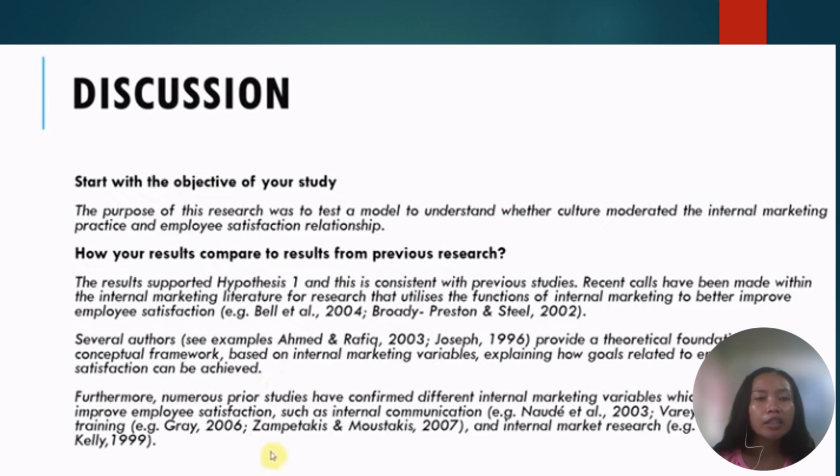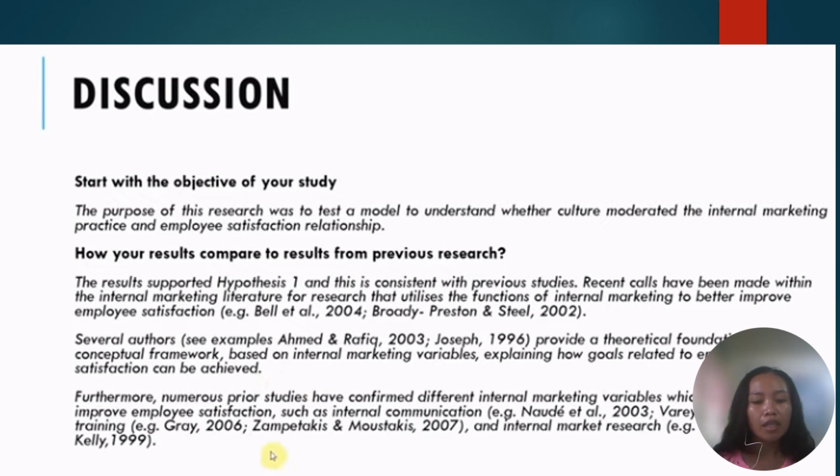For example, the purpose of this research was to test a model to understand whether culture moderated the internal marketing practice and employee satisfaction relationship. Start by highlighting the purpose of the study. Next, discuss or highlight each hypothesis. Discuss each research problem separately.